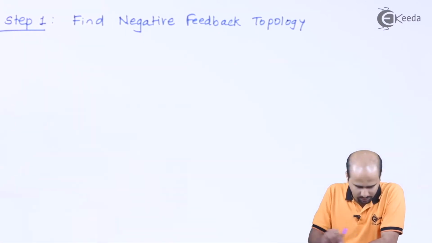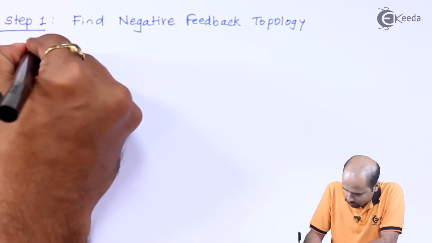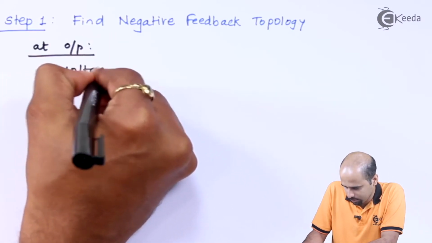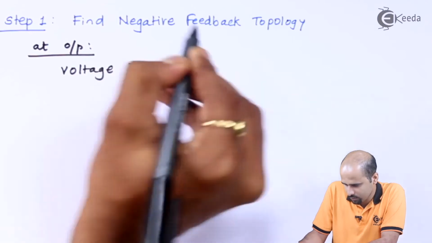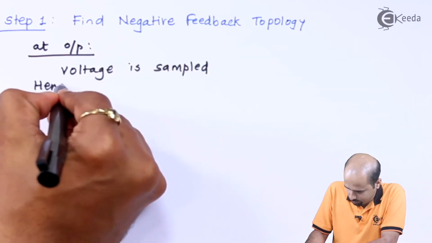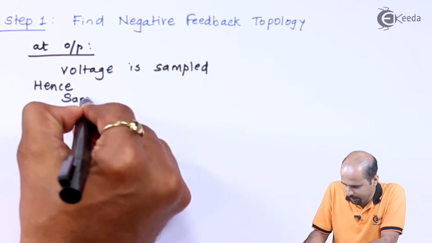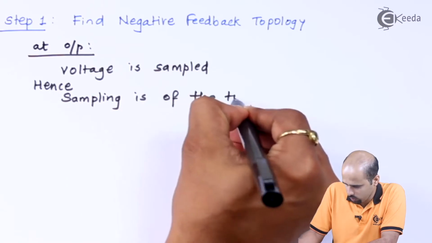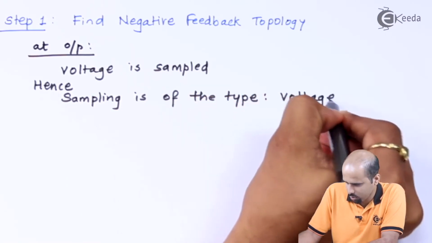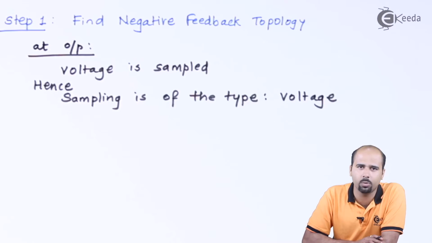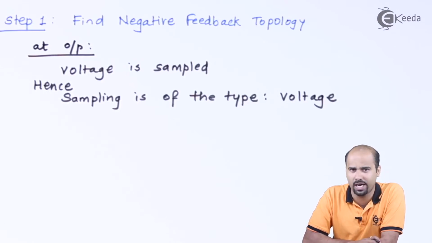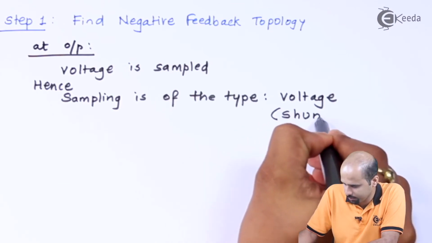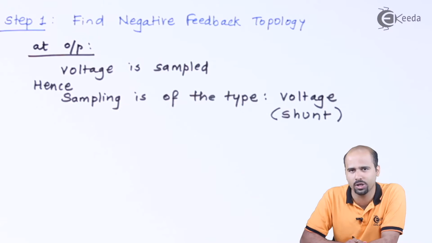Here I will note that the output voltage is sampled, hence the sampling is of the type voltage, and this is also called shunt sampling. In brackets I'm writing shunt because the circuit looks like a shunt.